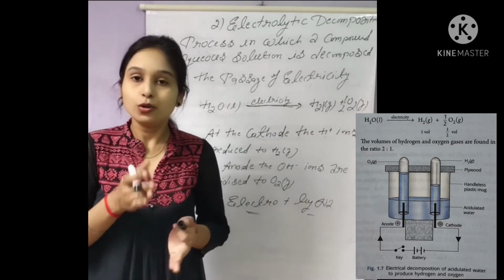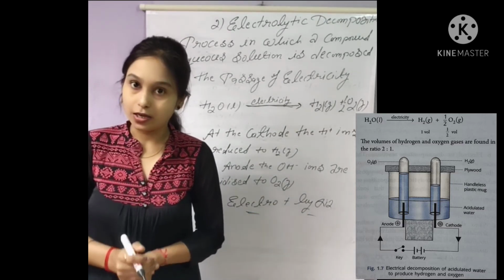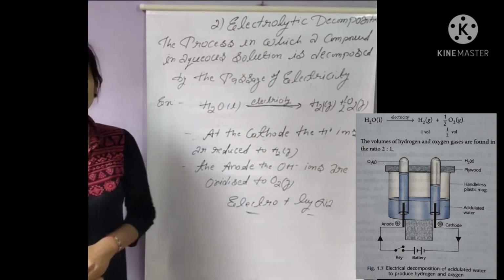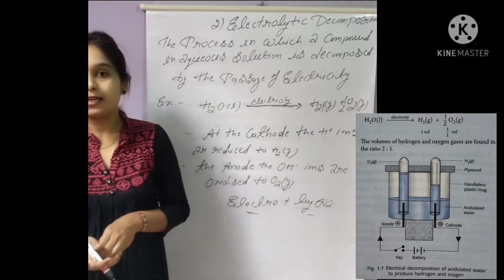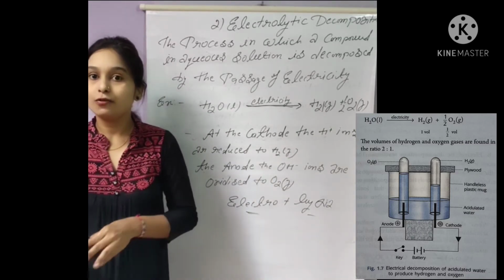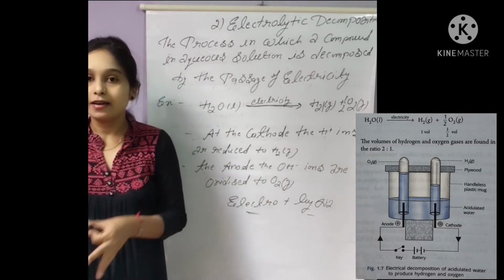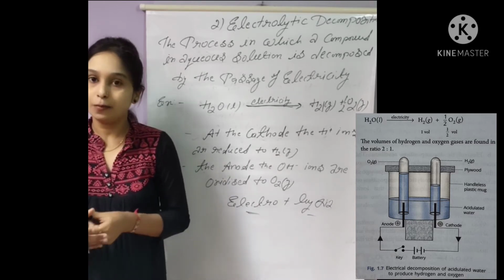इट मीन्स टू से उस एलिमेंट्स को ब्रेक डाउन करने हैं. So this condition is called electrolytic decomposition. Okay, so let's see its definition. This reaction involves electric energy for decomposition.